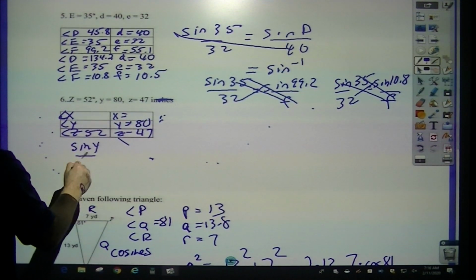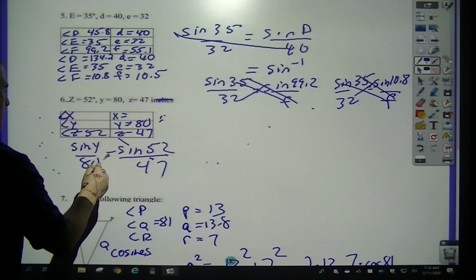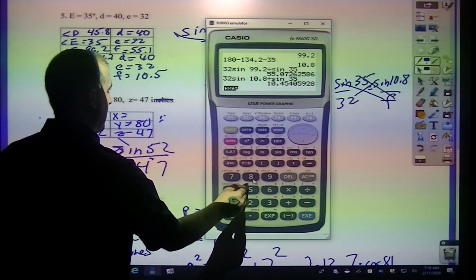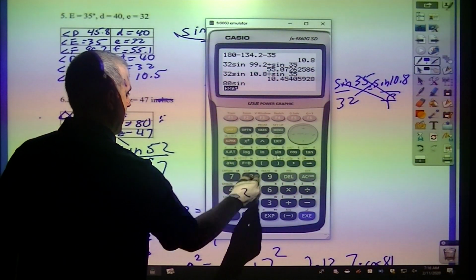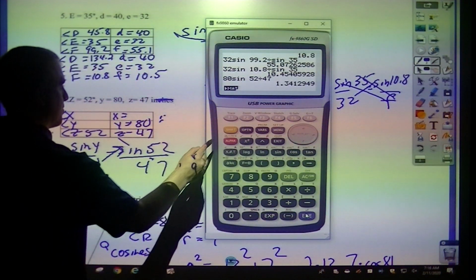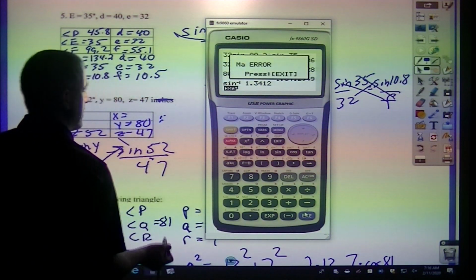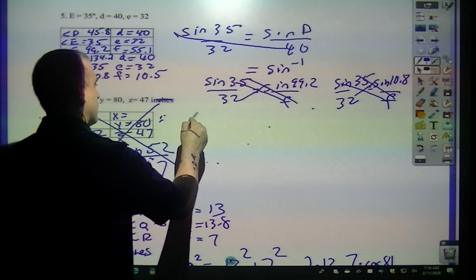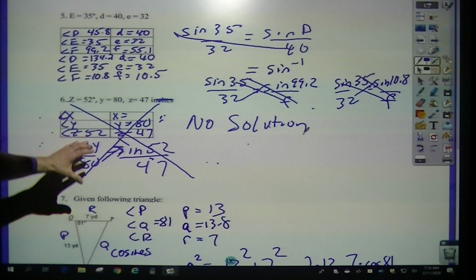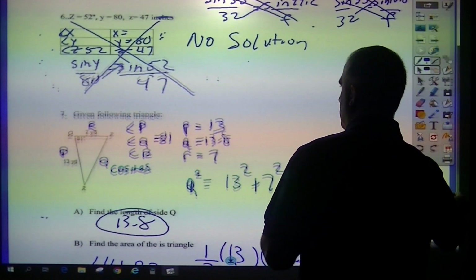So what I would do is sine of y over 80 equals sine of 52 over 47. The way I would solve that is I would move that up. So I got 80 sine of 52 divided by 47. Now, this should be a red flag because we can't have a sine function greater than 1. So that's not possible. So there will be no solution here. I know I sort of skipped through this, but you would check for both triangles, and when the first one doesn't work, that's how you know it's done.